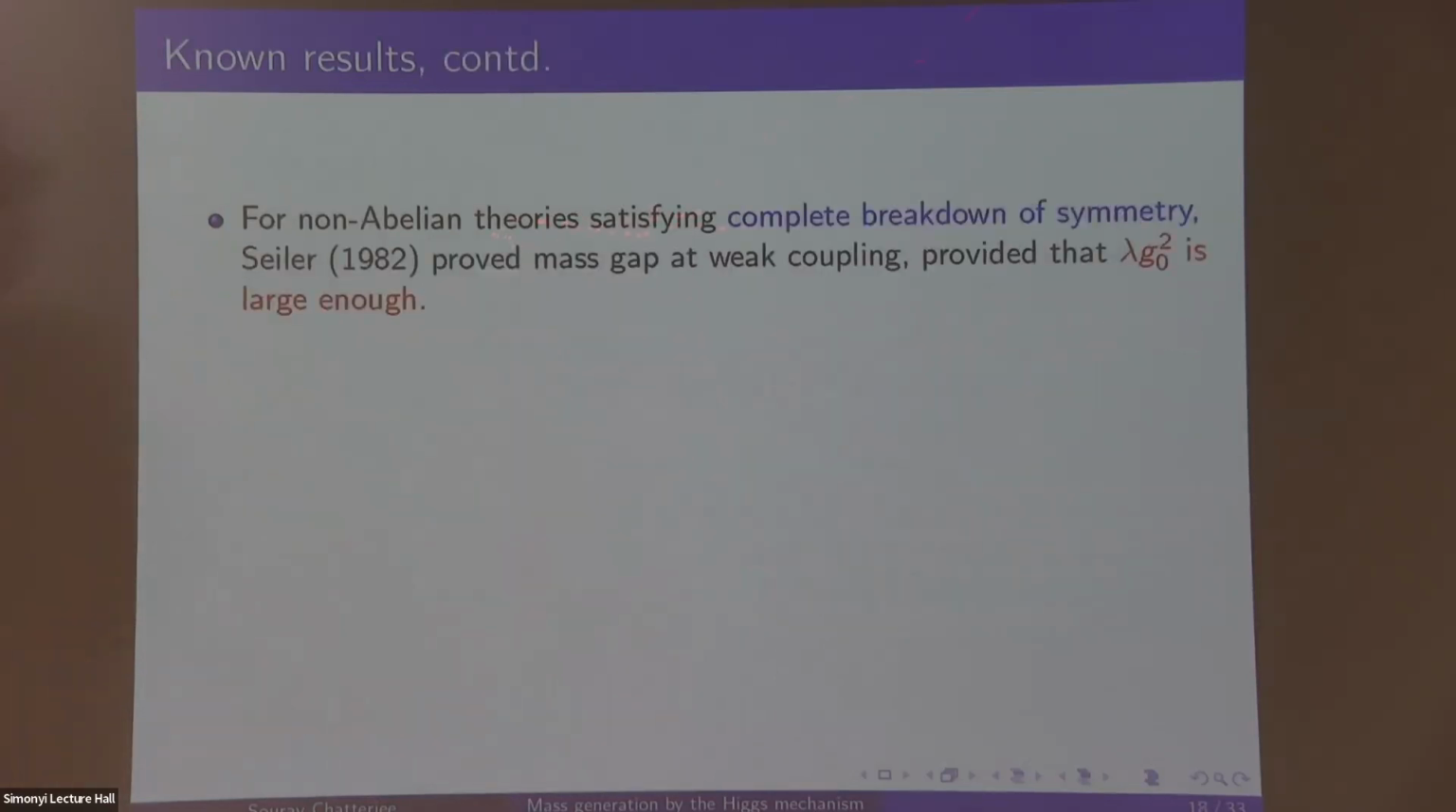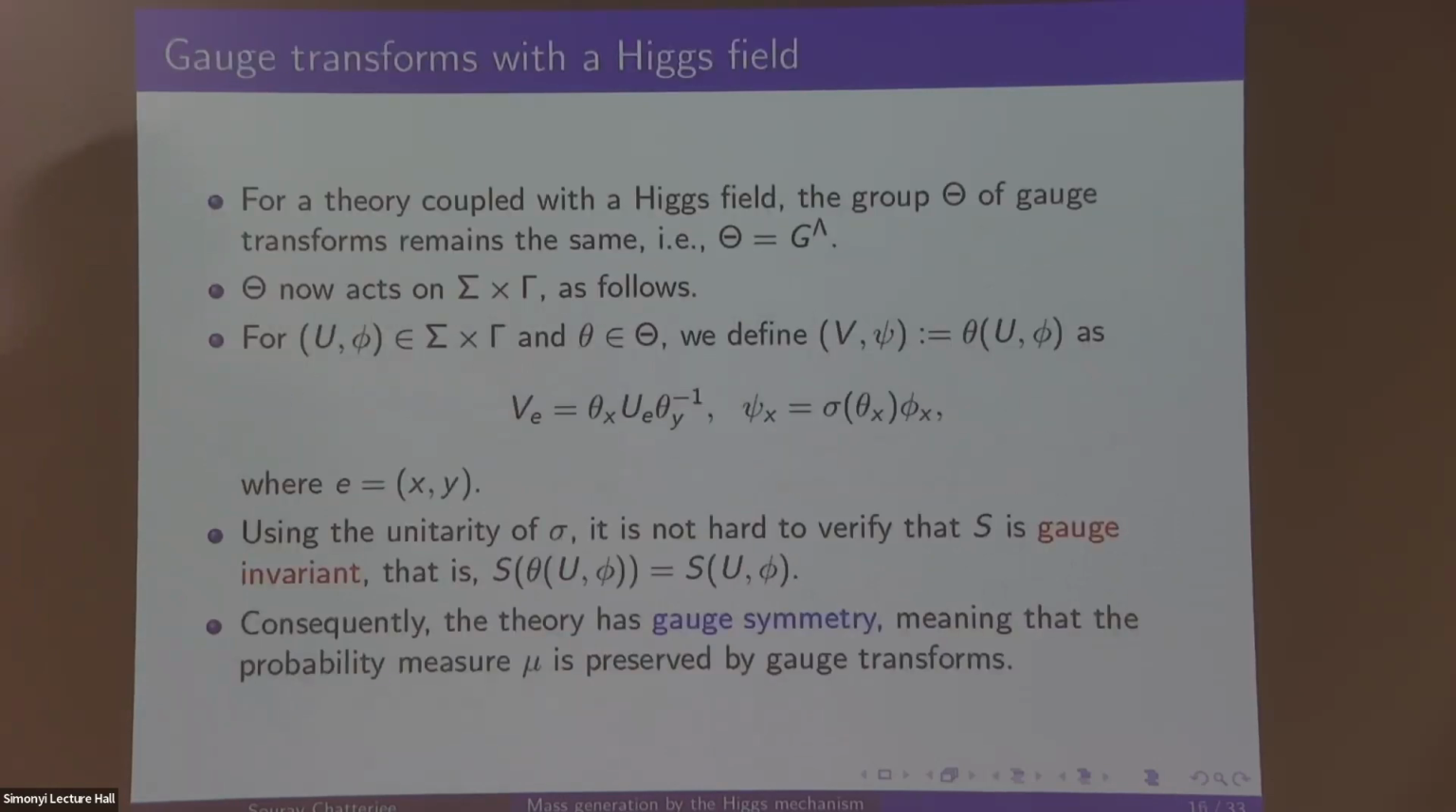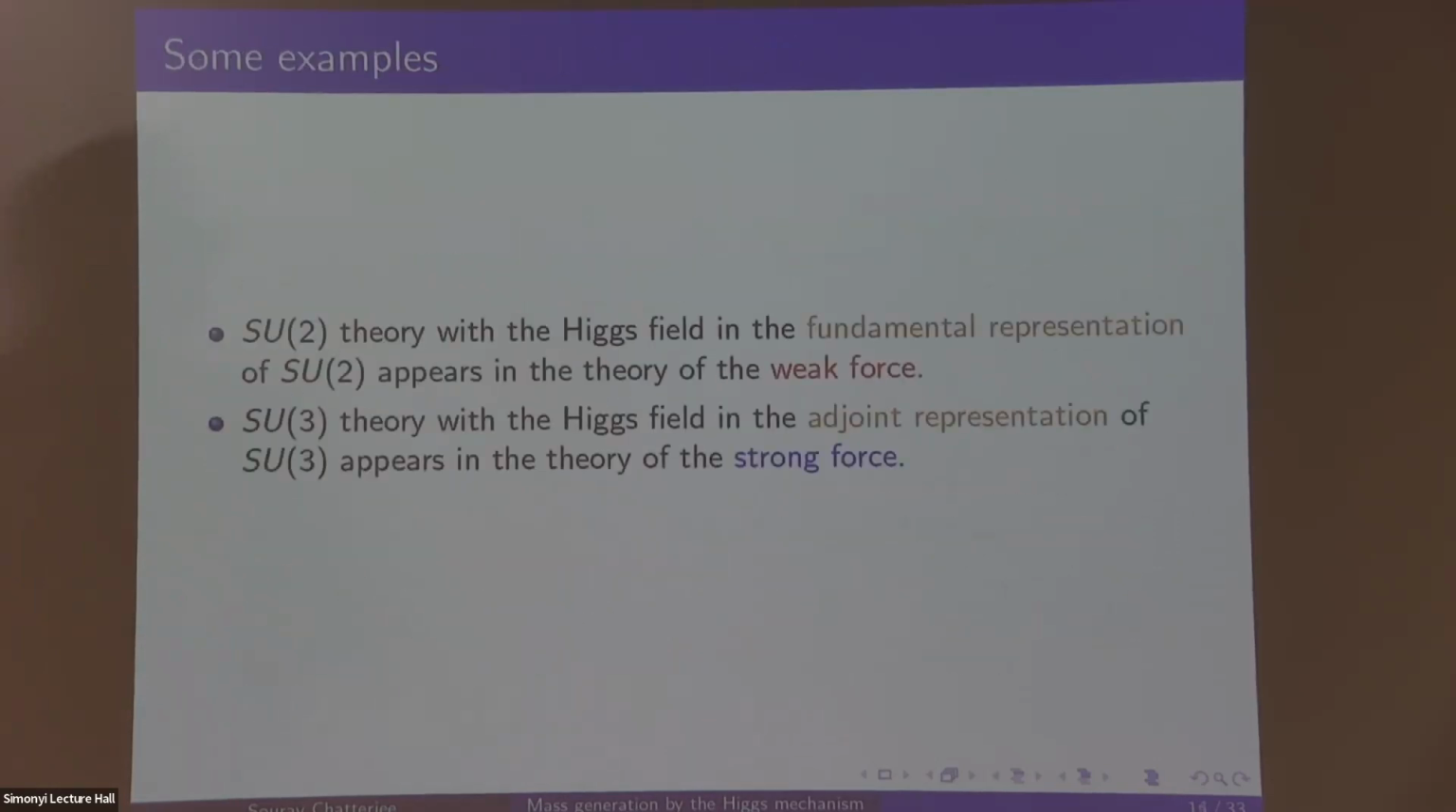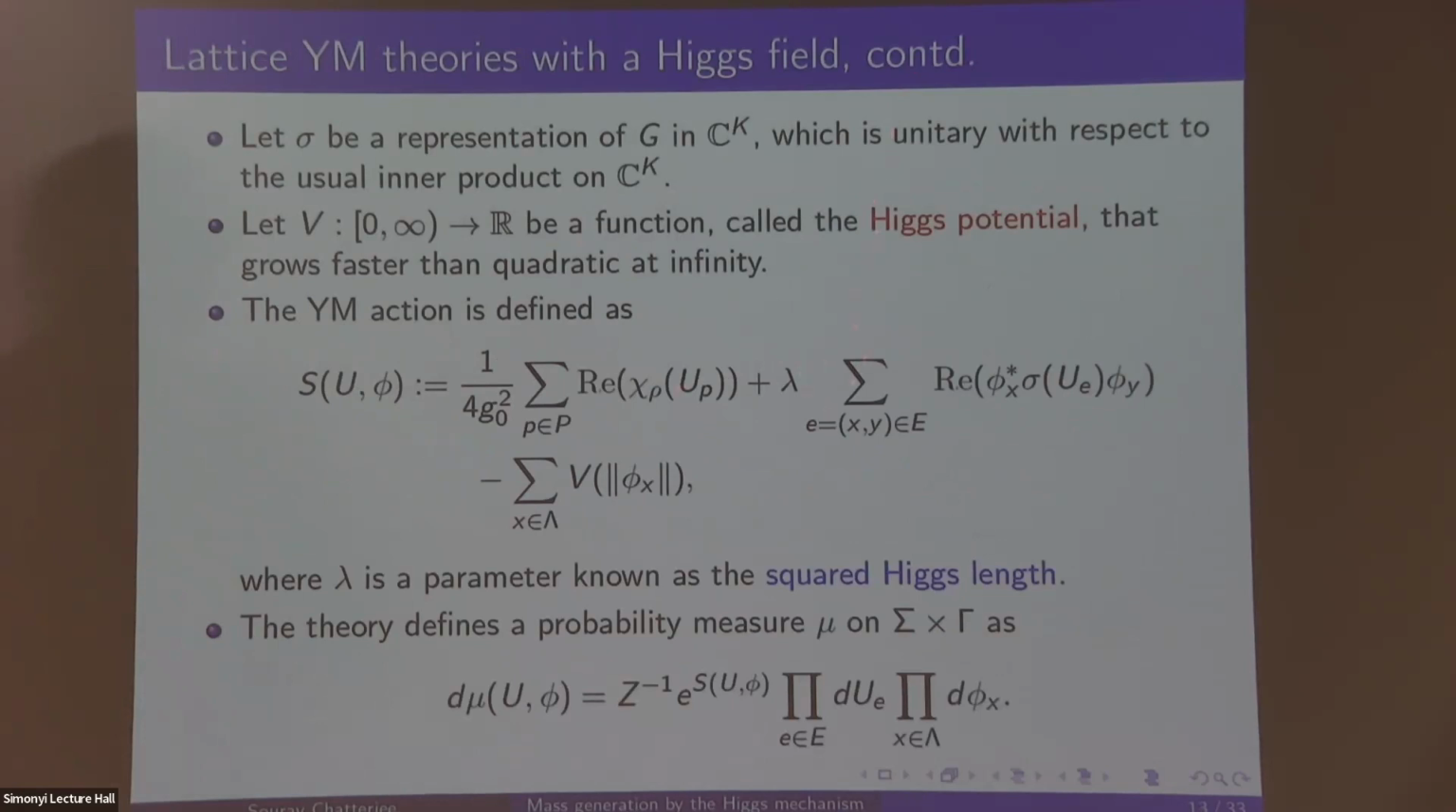Now, for non-Abelian theories satisfying a condition known as complete breakdown of symmetry, Seiler proved the mass gap at weak coupling if G0 is small, provided a different quantity is large, which is lambda times G0 squared. Remember, there are these two parameters here. So there's lambda and this G0 squared. 1 over G0 squared is the coefficient in front of the gauge term, and lambda is the coefficient in front of the interaction term, the interaction of the Higgs with the gauge field.